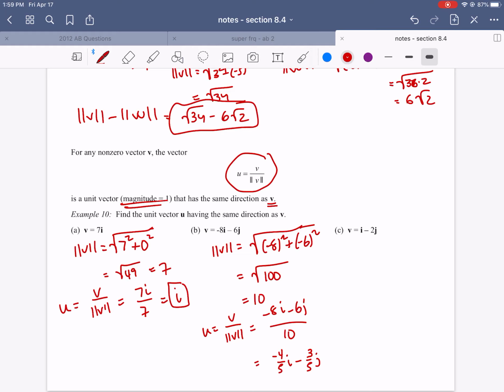Okay, I'm going to give you a chance to do letter C on your own, so if you'd like to pause the video and give that a shot, now is the time to do that. And hopefully what you got for u is equal to 1 over the square root of 5, multiplied by i, and then minus 2 over the square root of 5 times j.